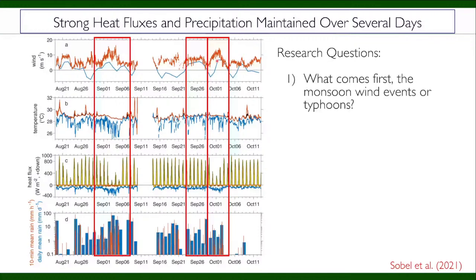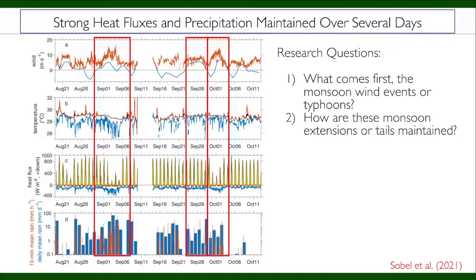And one is, something I alluded to before, what comes first, these monsoon wind events or the typhoons? In many cases, it seems like the typhoons help to initiate these monsoonal extensions, which is something we didn't really expect before going out to the field. Maybe others have looked at this, people from the Philippines have thought about this a lot, but it surprised us when we were out on the Thompson.